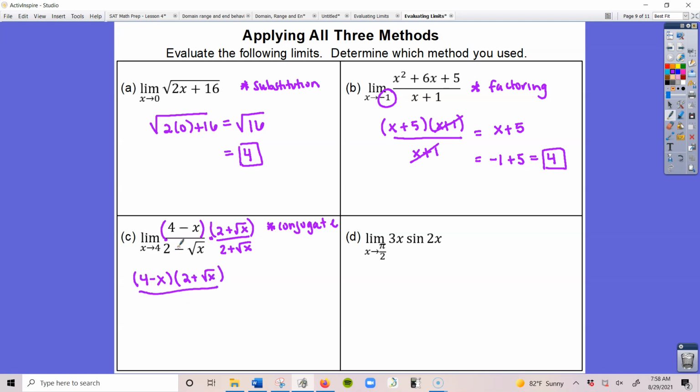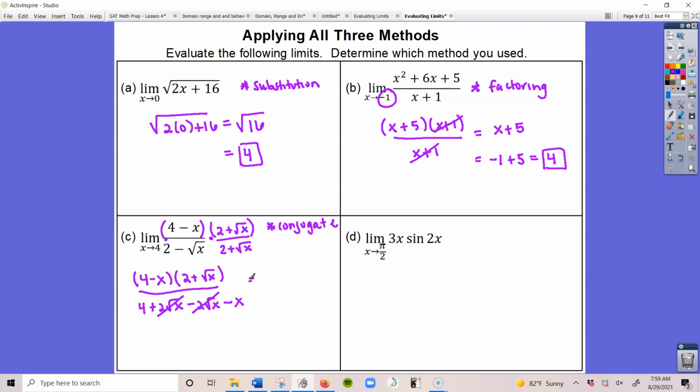And now in the denominator, we distribute. 2 times 2 is 4. 2 times the square root of x is 2 square root of x. Negative square root of x times 2 is -2 square root of x. And negative square root of x times positive square root of x would give me minus x, since those square roots would cancel. Again, these middle terms here cancel.